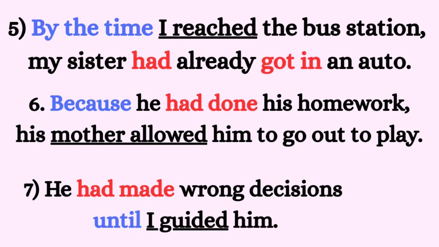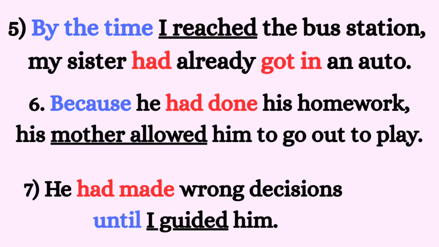Another 3 examples. By the time I reached the bus station, my sister had already gotten an auto to return home. Here two actions happened in the past. The first action was my sister had already gotten an auto. The second action was by the time I reached the bus station. Two completed actions in the past.